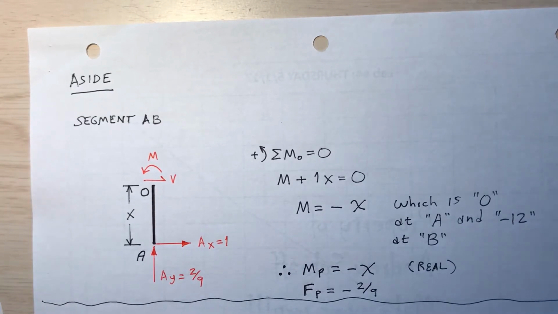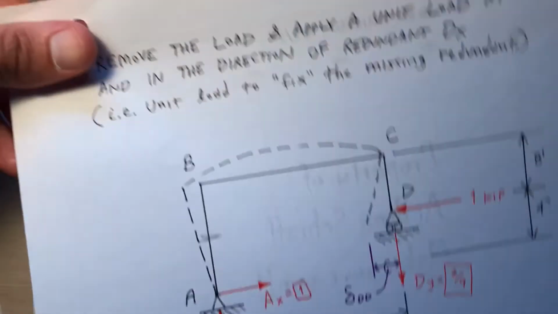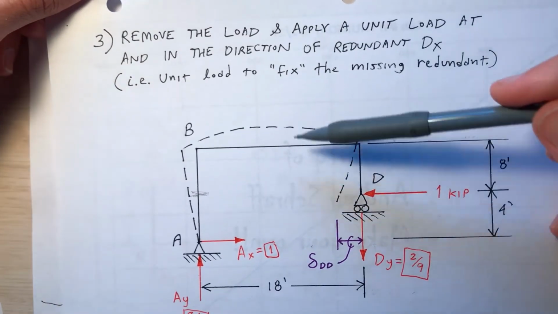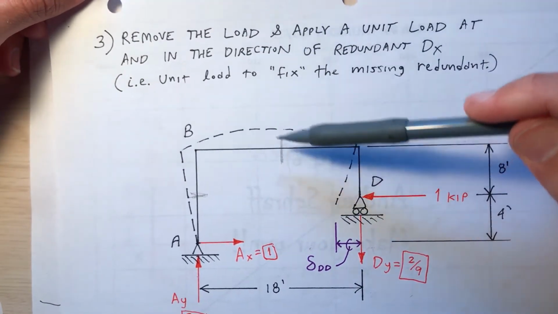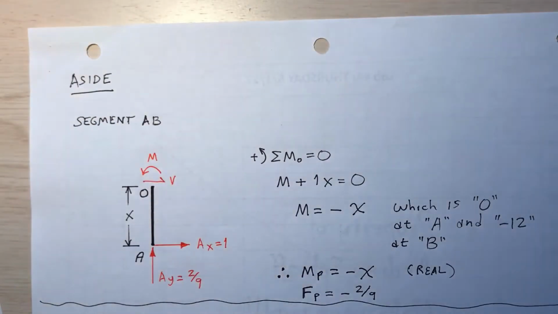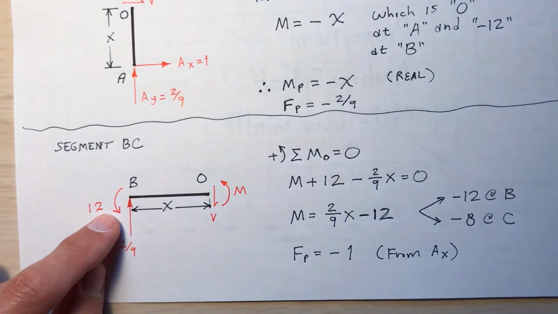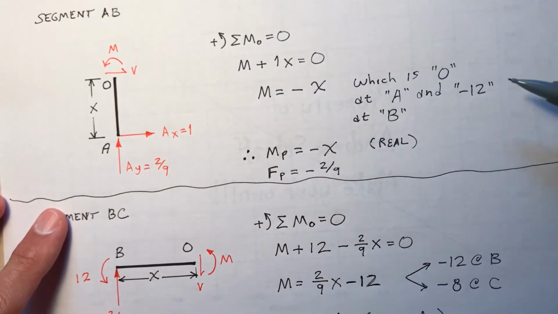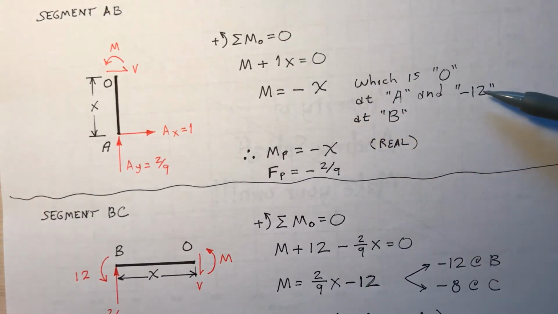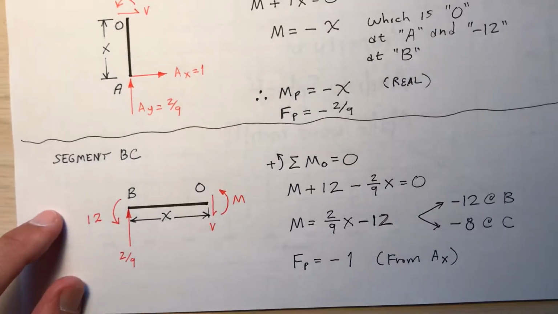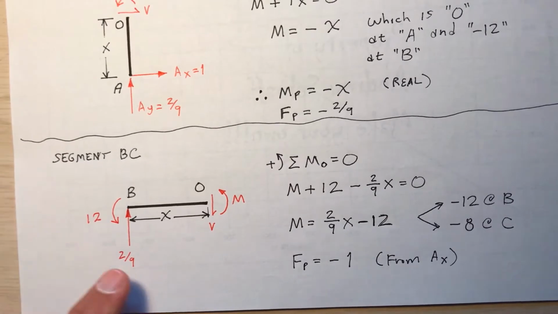Then analyze segment BC. BC, that's across the top. Make a cut here and analyze segment BC. So where does this 12 come from? That carries over from point B. Be careful: the value of the bending moment is 12 at B, and that carries over here. The 2/9 carries over from the axial load in segment AB. So make sure you know where I'm getting these from.